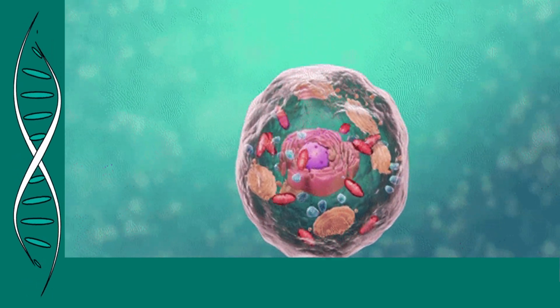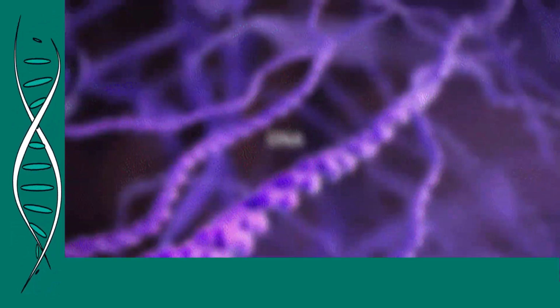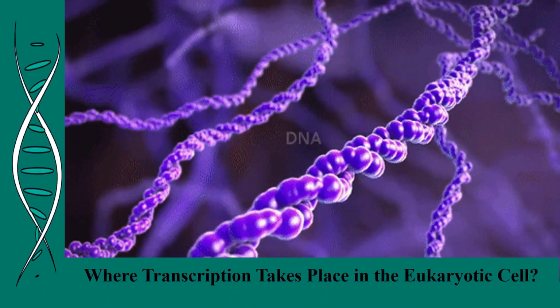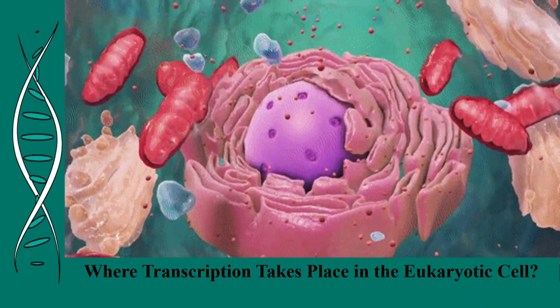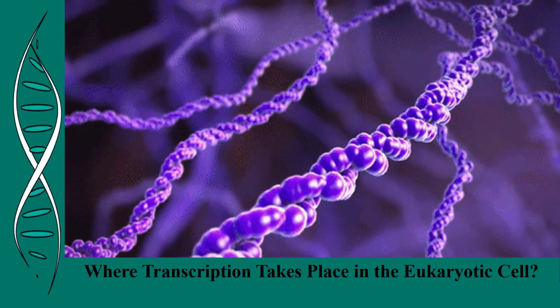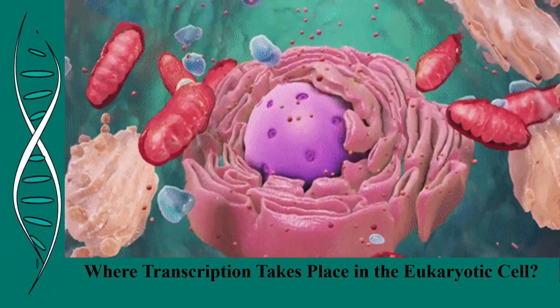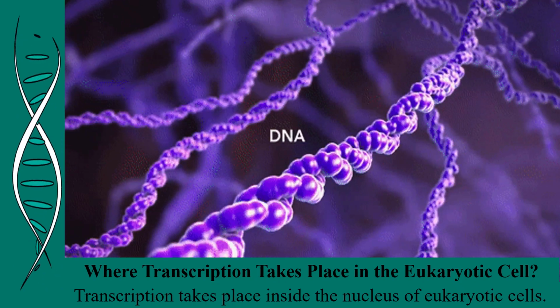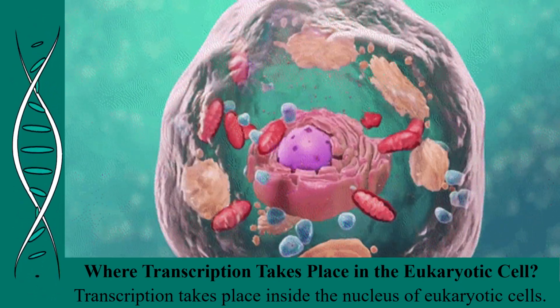In eukaryotes, the DNA is present inside the membrane-bounded organelle known as the nucleus. So where does transcription take place in eukaryotic cells? The instructions present inside the DNA, which are to be copied in the form of RNA, are present inside the nucleus. That's why transcription takes place in the nucleus in eukaryotic cells.